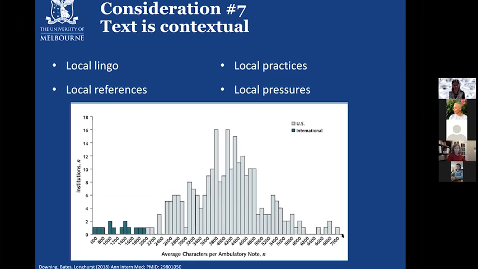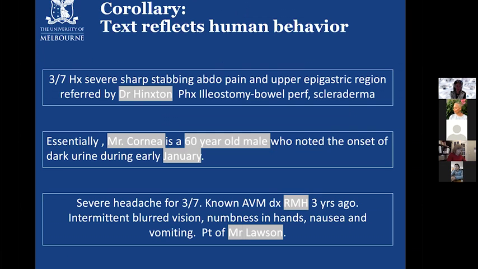And this is what you might call the CoCYA documentation requirement that exists in the US. If you don't know what CoCYA is, just Google it. I probably shouldn't say it on a YouTube video. So the corollary is that text reflects human behavior.